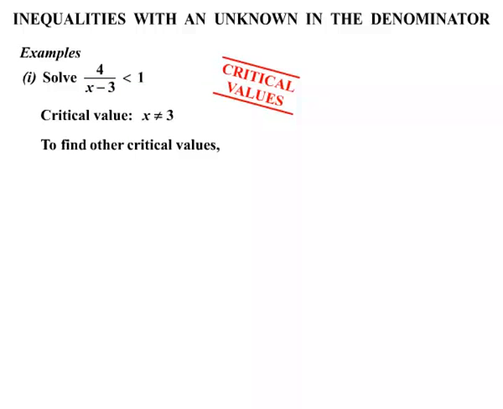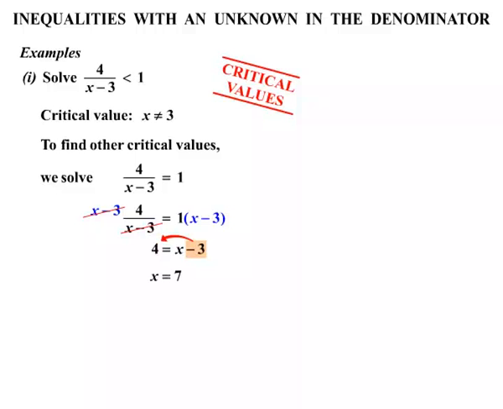Now to find other critical values, we need to solve 4 over x minus 3 equals 1. And quite simply, we've just changed the less than there to an equal sign. So we're solving that equation. Let's just write that down again. Now let's get rid of the denominators by multiplying both sides by the x minus 3. As a result, they will cancel there. So we have 4 equals x minus 3. Simply take the minus 3 over, we're going to add it to the 4. So we then get x equals 7.